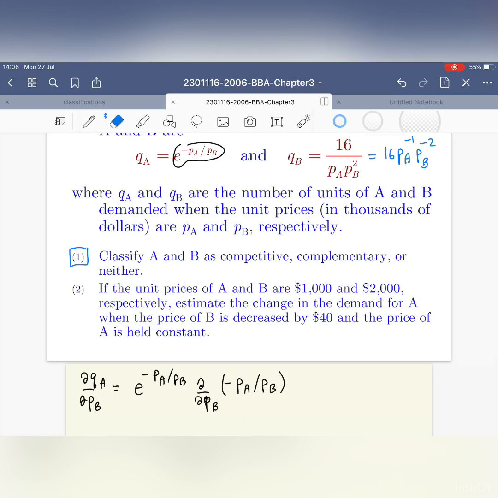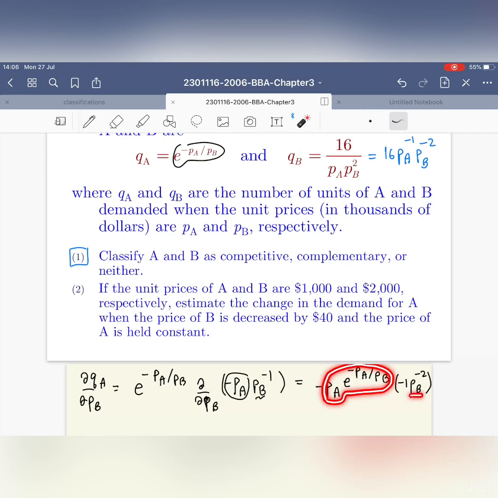Okay, or you may write down as what? Negative PA multiplied by PB raised to the power negative 1. So your negative PA is nothing but a constant in this context. So you are going to move it out. Okay, then e raised to the power negative PA over PB. And you find a derivative of this one, which is negative 1, PB raised to the power negative 2. Okay, so here they are all positive, right? Exponential and the price. This one also, the price is positive, but here you got 2 negatives. So it indicates that this one will be strictly positive. Is it?